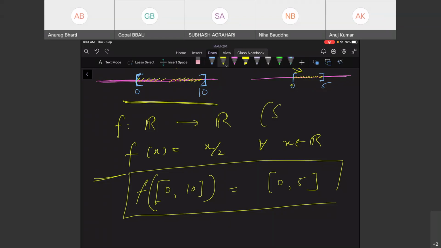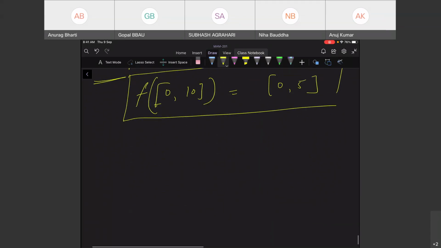This map is called shrinking. Another word is scaling. We call this scaling. Okay, scaling. So scaling is a homeomorphism. Scaling is a homeomorphism in R. So why is this a homeomorphism? Prove that this is 1-1. 1-1 is very easy.